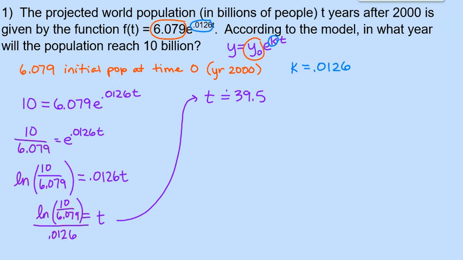That would be the number of years after the year 2000 when the population reaches 10 billion. So let's call that the year 2039. So in the year 2039, the population will reach 10 billion.